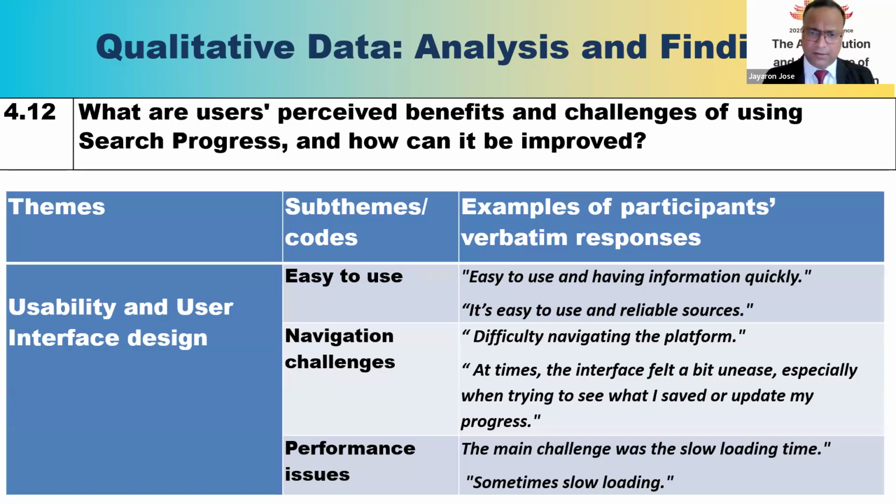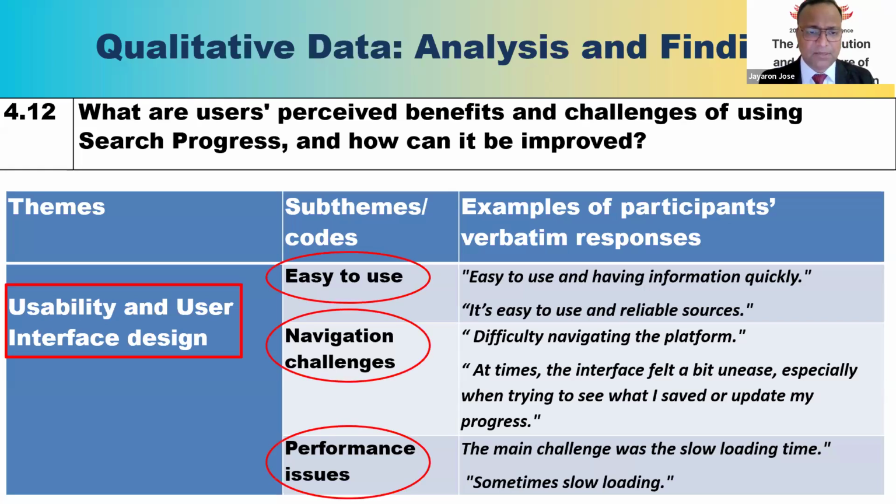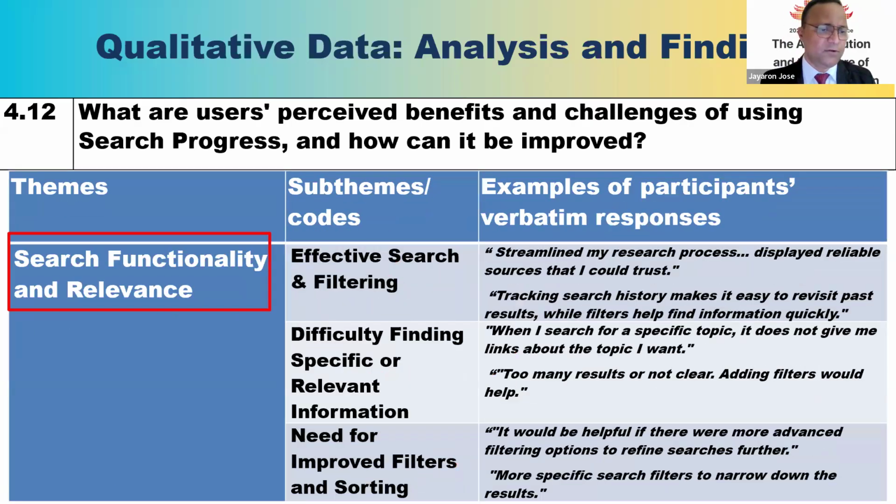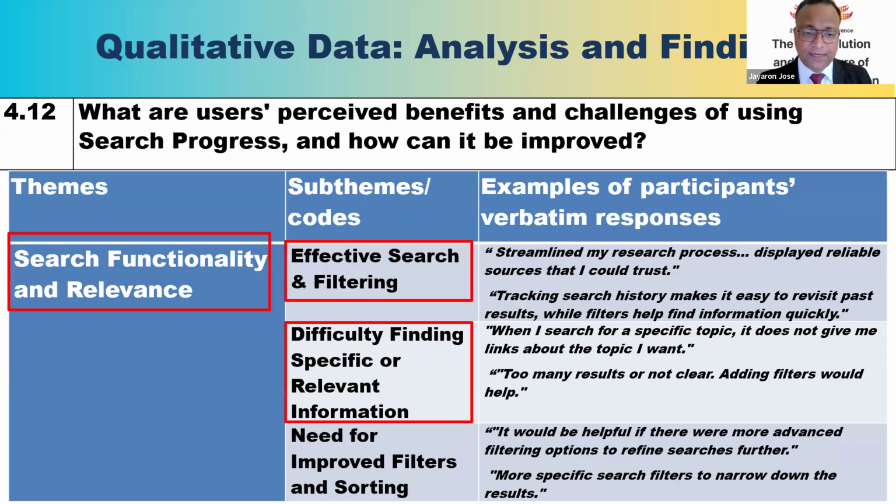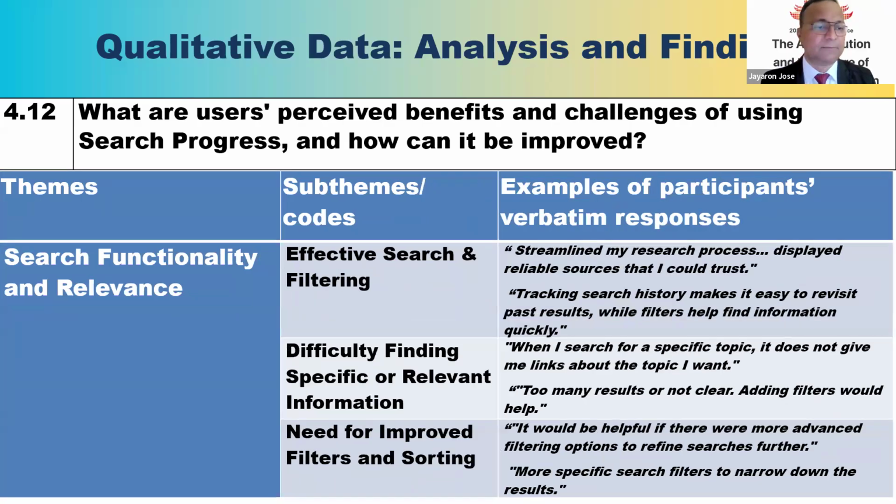Based on many pieces of qualitative data, these themes were identified. First, usability and user interface design. These are the sub-themes: ease of use, navigation challenges they face, performance issues they face. These are the verbatim data. The second theme was search functionality and relevance: effective search and filtering, which some of them felt positively about; difficulty in finding specific or relevant information; and the need for improved filters.